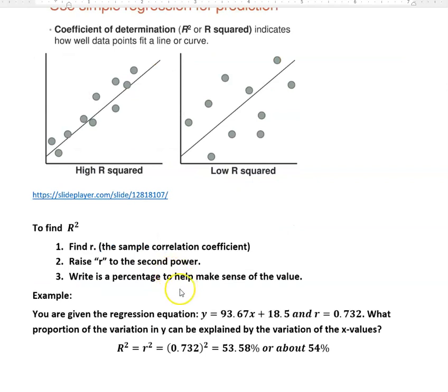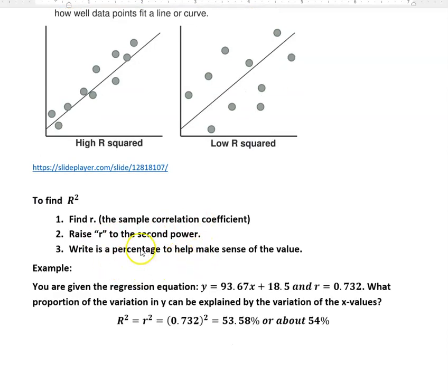To find that, all you do is take R, which is the sample correlation coefficient, raise it to the second power, and then you can write it as a percentage to help make sense of that value. So for example, you're given this regression equation and you're told that R is 0.732. What proportion of the variation in y can be explained by the variation of the x values? What they're asking here is how strong is that R squared value here.